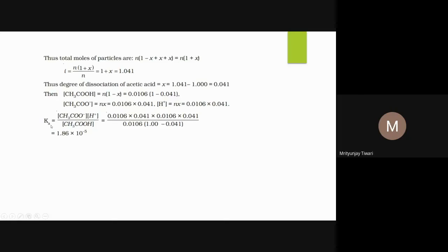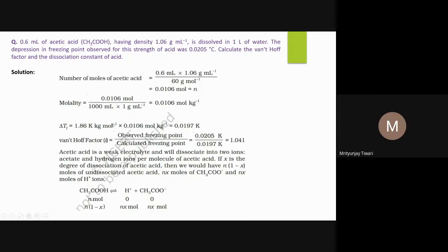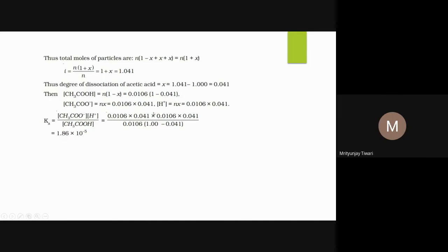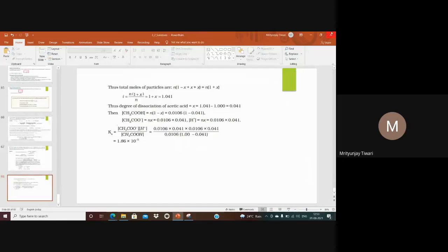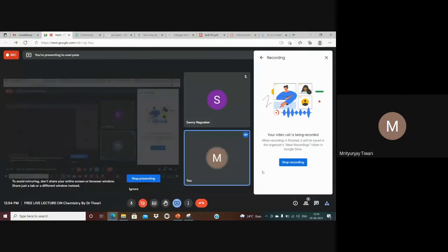The formula we know: the dissociation constant K is equal to the product of the concentrations of the products, the concentration of H plus into the concentration of acetate, divided by the equilibrium concentration of acetic acid. We have obtained these equilibrium concentrations here. After putting all these values in and solving, we get K equal to 1.86 into 10 to the power minus 5. This is the dissociation constant of acetic acid, and we can solve such problems using this method. This is where I end this lecture, and this is also the end of this chapter.